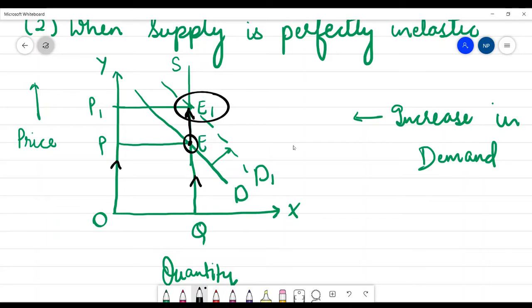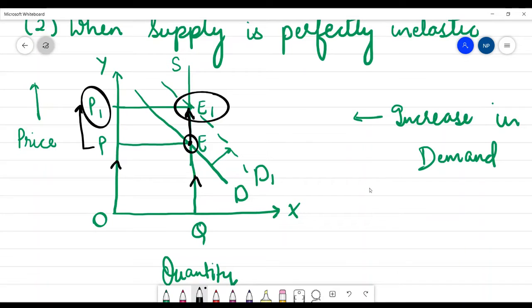Why so? Because the price is increasing from P to P1. Therefore, over here we see a forward shift in the demand curve, that is shifting towards the right hand side.